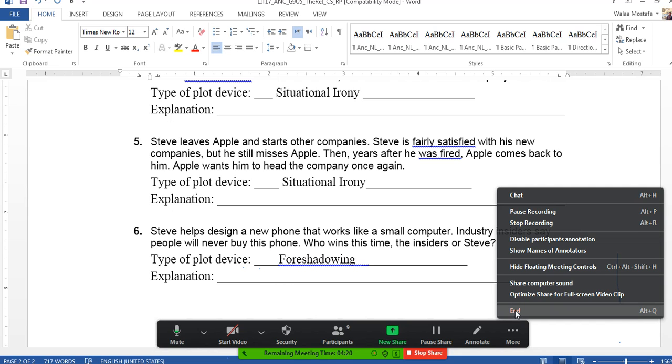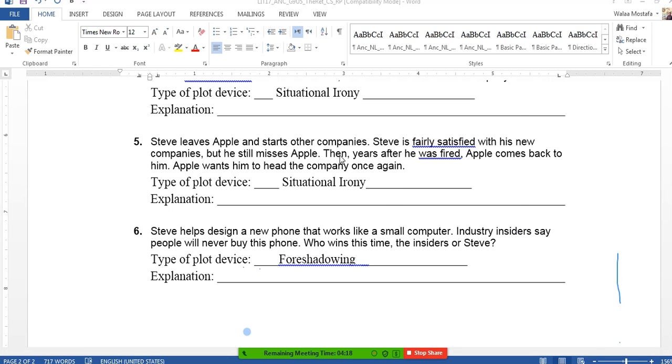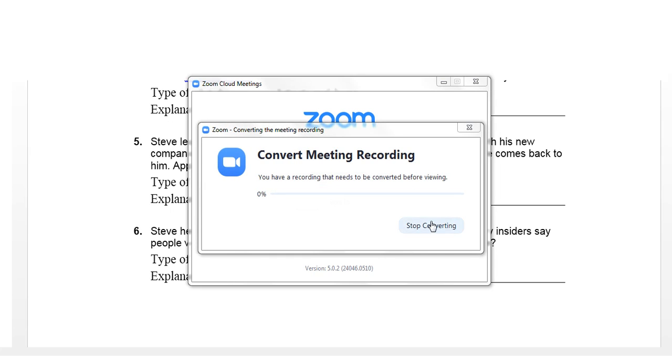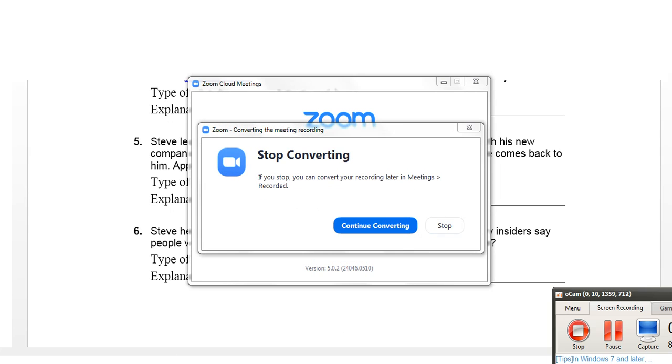What plot device is used here? To all of you, you can answer. Anyone can answer. What plot device is used here? Situational. Okay, yes, it's situational irony.